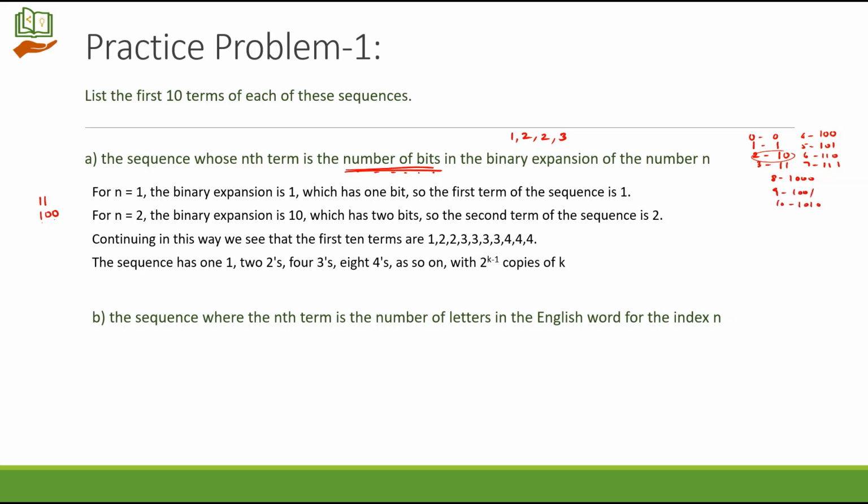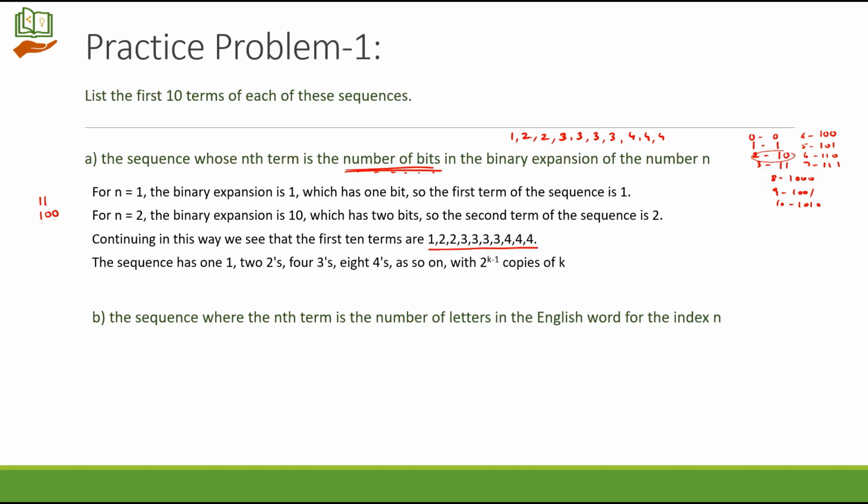If you are not sure about these binary values, I would suggest you to watch the number system playlist video in this channel to get an idea about decimal, binary, octal and hexadecimal number systems. So there are 3 bits for 5, 3 bits for 6, 3 bits for 7. For 8, 9, 10 you will have 4 bits. This will be the first 10 terms in the sequence.